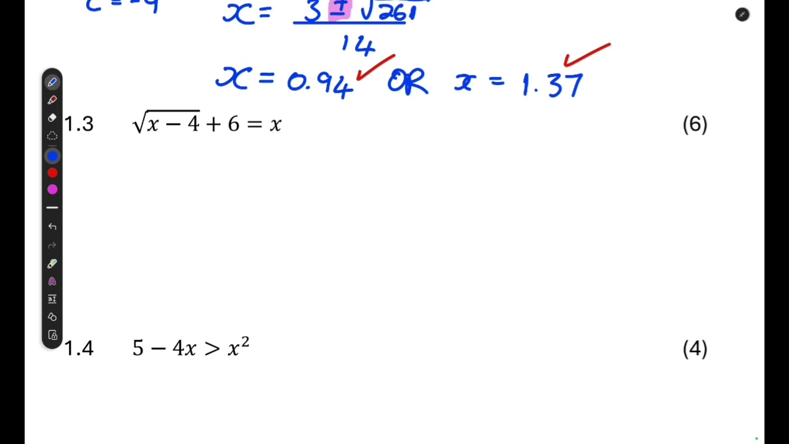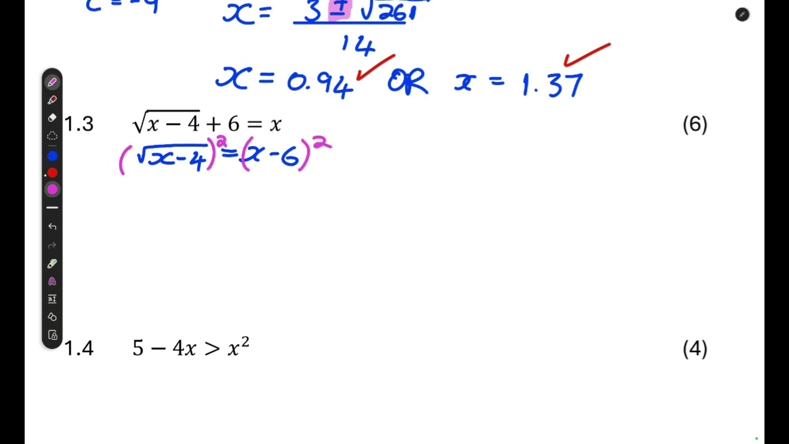Question 1.3. Okay, so this is a surd equation, and they love asking this, so you will get this in every exam. Yeah, you'll notice it's 6 marks, so please don't skip a step and don't forget to end your question. Let me show you what I mean. Step 1, I'm going to move the 6 over. So x minus 4 equals x minus 6. Now I want to get rid of that square root, so I am going to square both sides. So it would look like this.